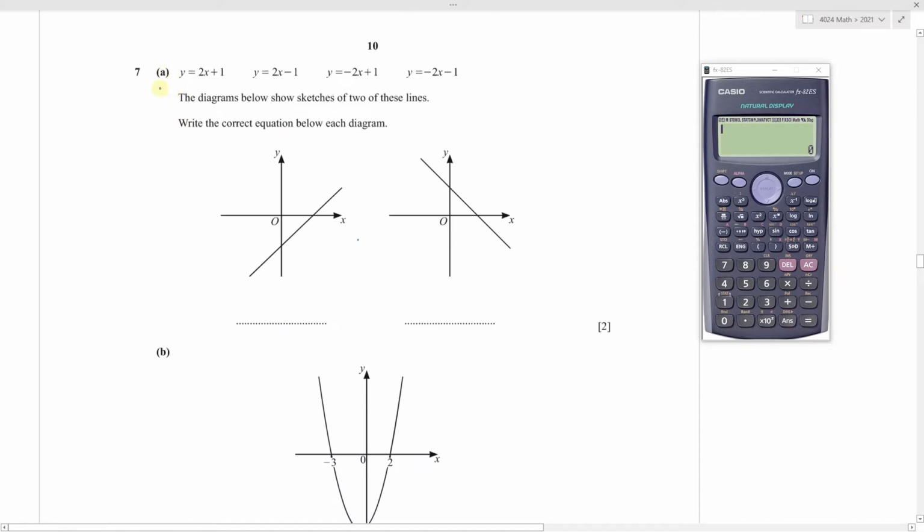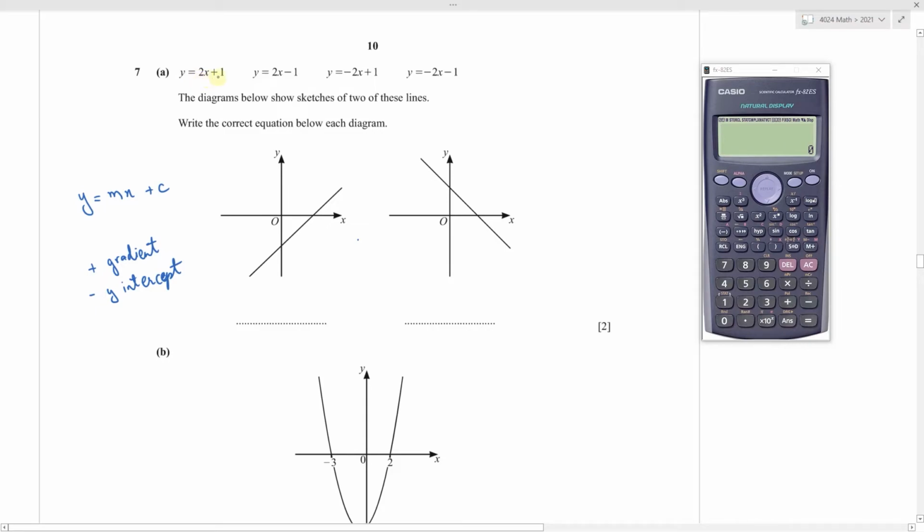Question 7, part A. You're given a few equations. The diagram below shows sketches of two of these lines. Write the correct equation below each diagram. So you have this straight line, and you know that the equation of a straight line is y equals mx plus c, where m is the gradient and c is the y-intercept. So for the first line, we know that the gradient is positive and the y-intercept here is negative. So we are looking for a positive gradient and negative y-intercept for this first line.